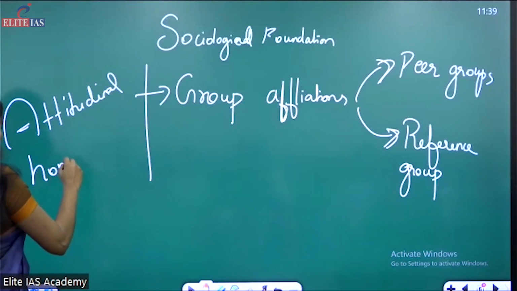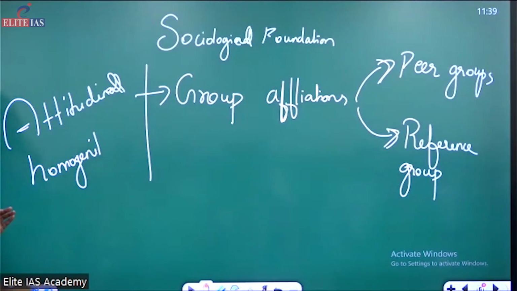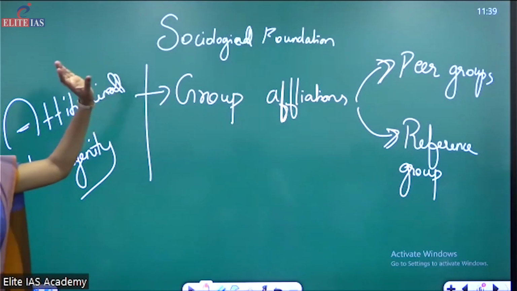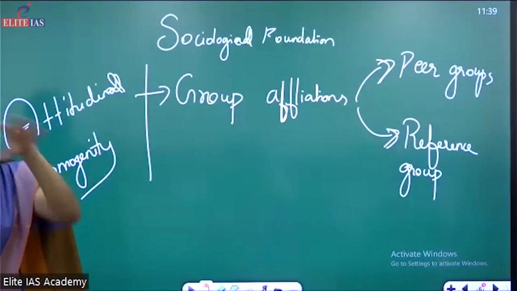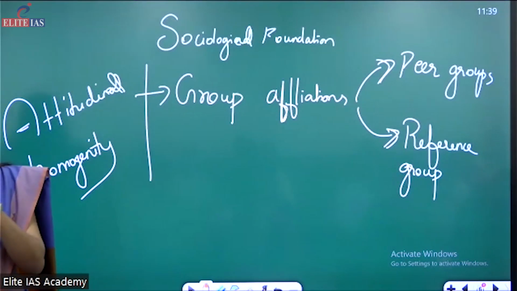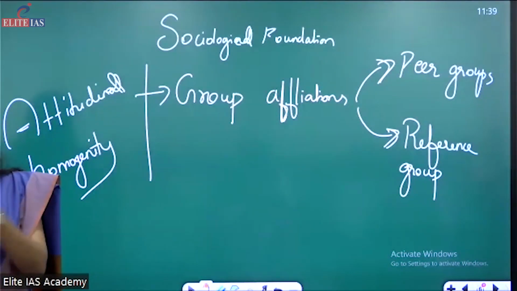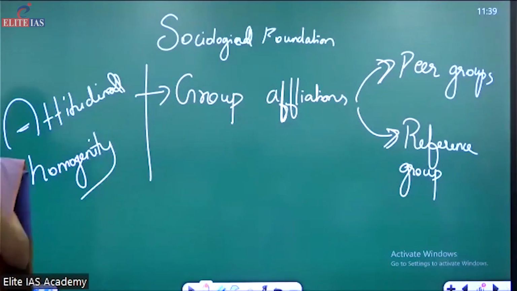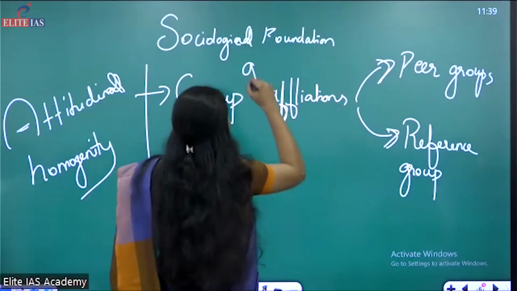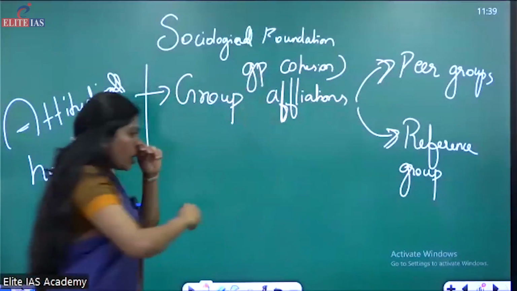Attitudinal homogeneity. All the members of the group form the same attitude. The reason, okay. In the group affiliations, man is a social animal. He wants to live in a group. If he wants to live in a group, he wants to live in a harmonious relationship. In the harmonious relationship, they want group cohesion. Cohesion means togetherness. You want to live together.